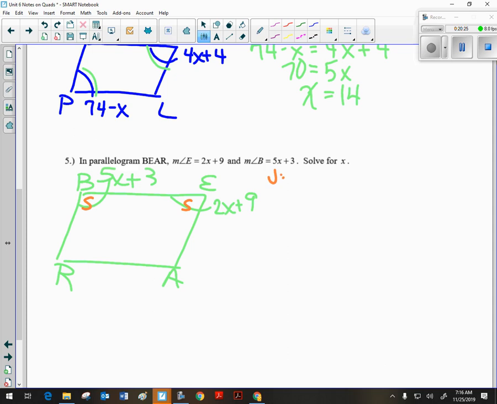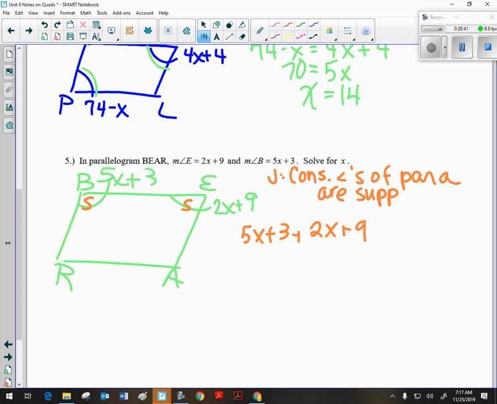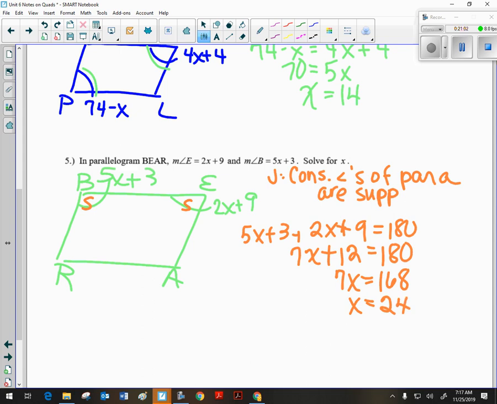So my justification is going to be consecutive angles of a parallelogram are supplementary, which means that 5x plus 3 plus the 2x plus 9 is going to add to 180. So 7x plus 12 equals 180, minus the 12 from both sides, and 7x is equal to 168. And then when I go through and solve, I get 24 for my value for x.